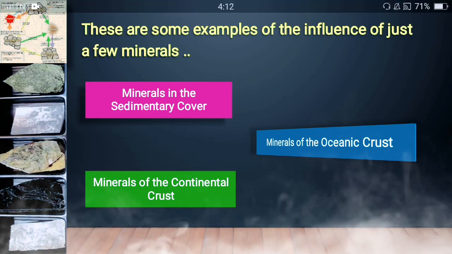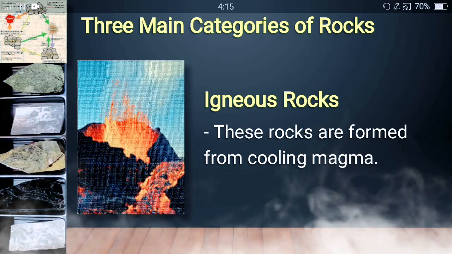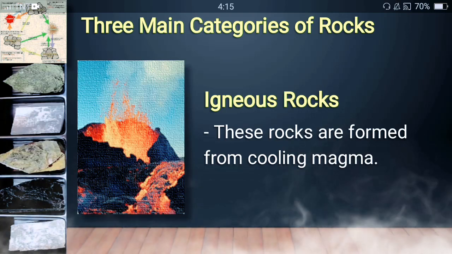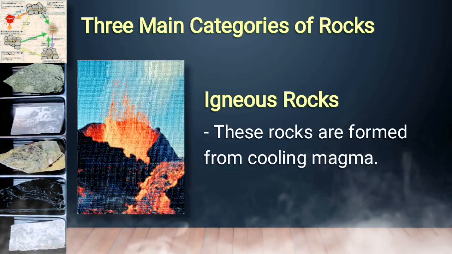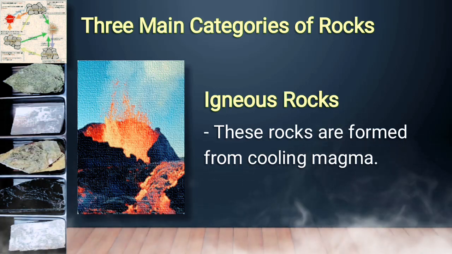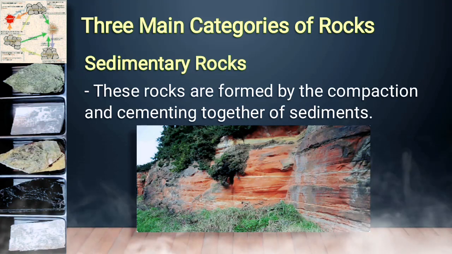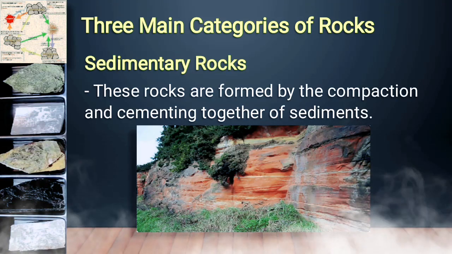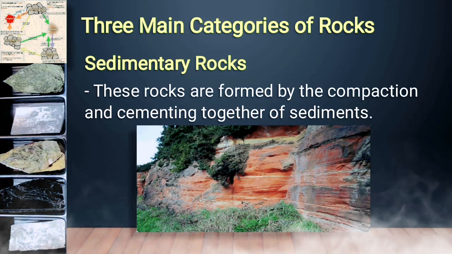There are three main categories of rocks. We have igneous rocks. These rocks are formed by cooling of molten rock, either magma or lava. Sedimentary rocks. These rocks are derived from pre-existing rocks through the processes of erosion followed by compaction or chemical precipitation.